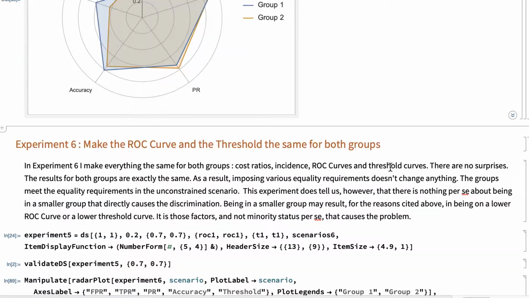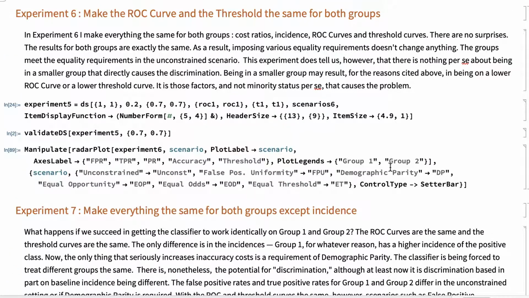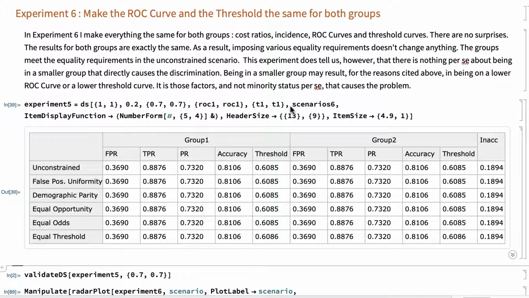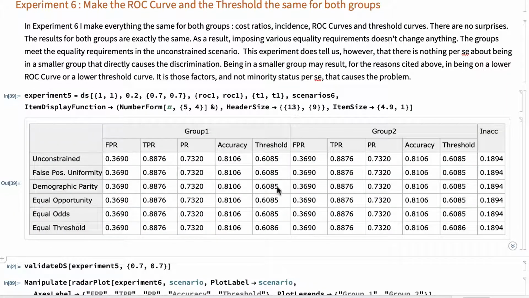Well, maybe you've guessed where I'm heading. What if we made basically everything the same? Cost ratios the same. That's the fraction of minorities. Incidence the same. ROC curves the same. Thresholds the same. Let's see if there's still anything sneakily inside the data, lurking in the data, that's going to result in differences between group 1 and group 2. And there isn't. Now we've fixed it.